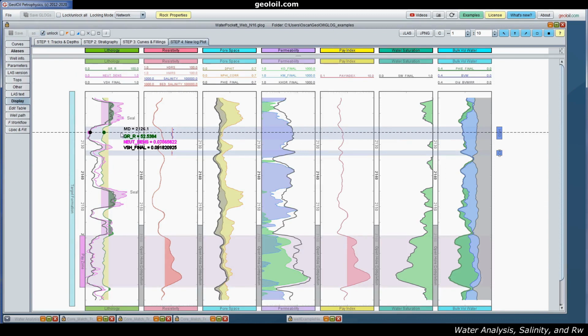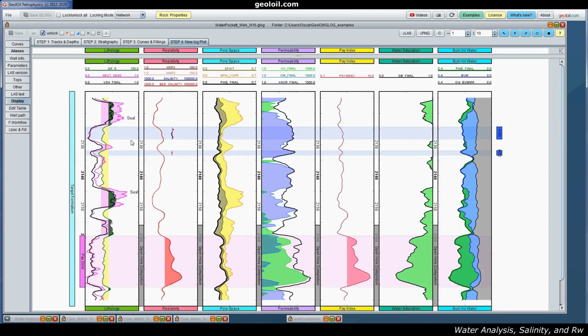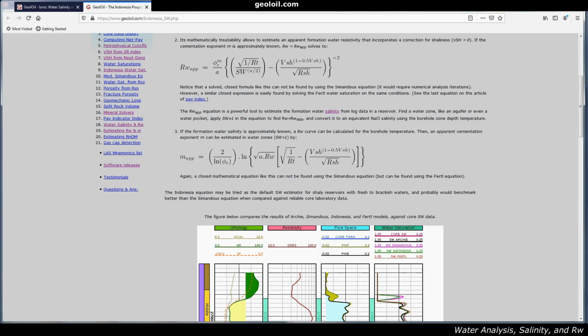So you hit here, you see the gamma ray is 50 something. On average maybe around 50. So we have gamma ray around 50, so it is not very clean. That is why we're using the correction for shale in apparent water resistivity. This is the B shale term. So this is important. Otherwise you won't have a very accurate estimation.